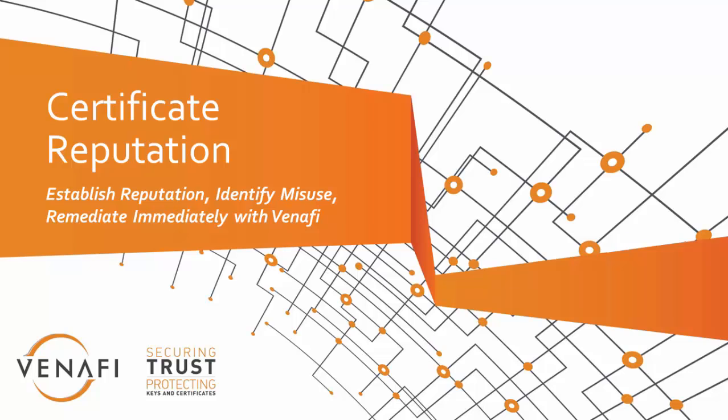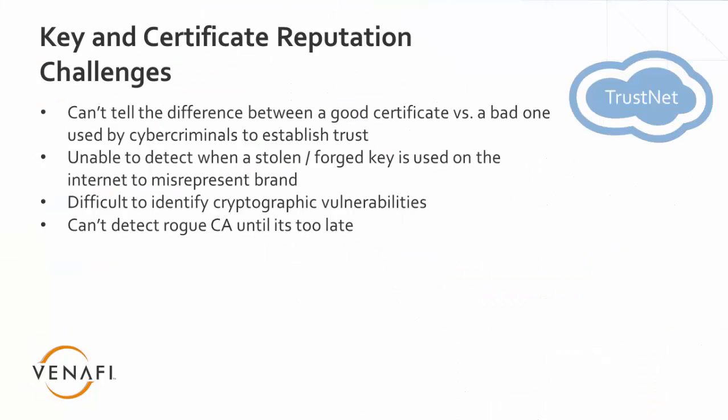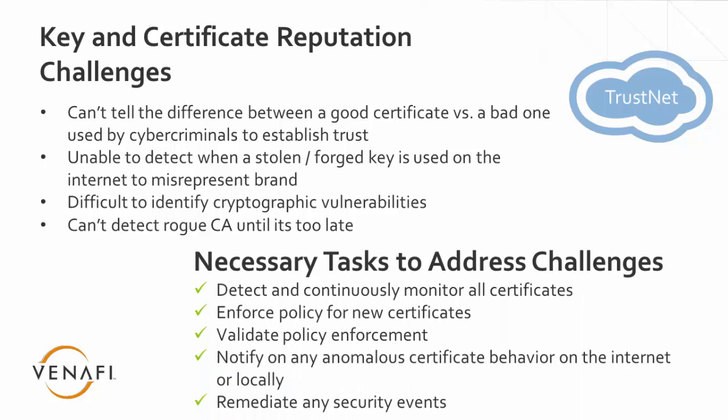In this session, we're going to discuss certificate reputation and how Venafi can help to establish reputation, identify misuse, and to assist with remediation. The challenges around certificate reputation: it's oftentimes hard to tell the difference between a good certificate and a bad one. It's also very difficult to detect when a stolen or forged certificate is used on the internet. It's also difficult to identify cryptographic vulnerabilities or weak crypto, and we oftentimes have a challenge of detecting rogue certificate authorities until it's too late.